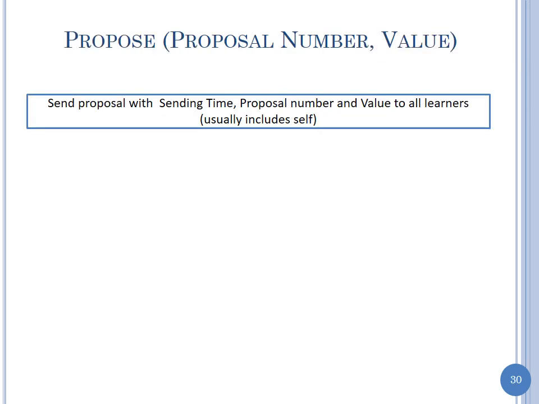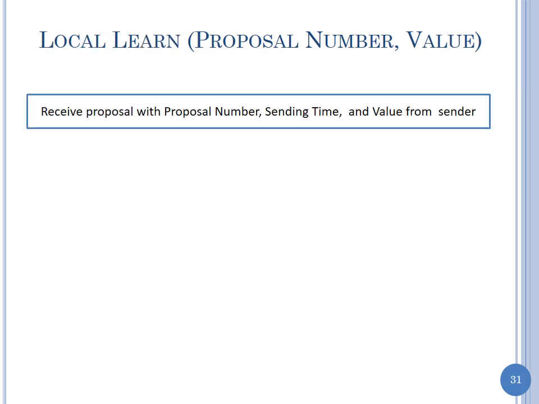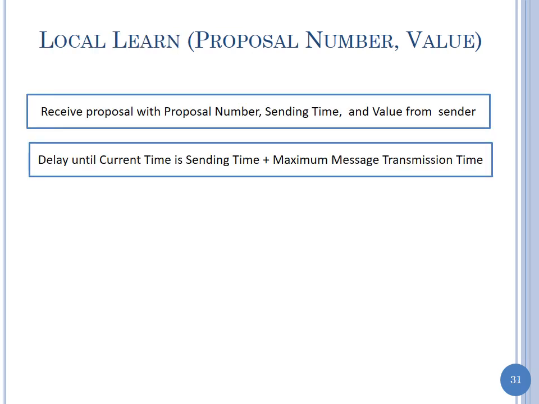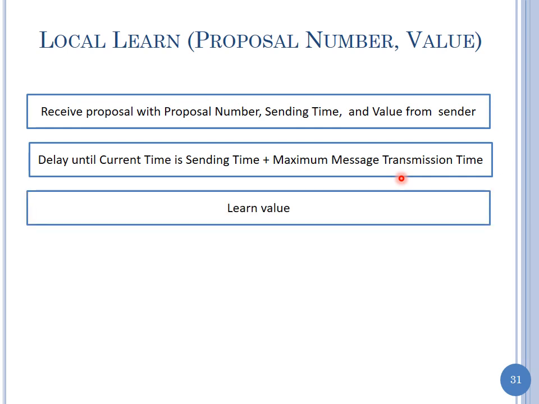and what we will do is send with the proposal the sending time, proposal number, and value to all learners, and we'll receive the proposal. We delay until the current time is sending time plus maximum message transmission time. So we'll all delay changing the value. We won't change the value immediately, and then we'll learn the value.